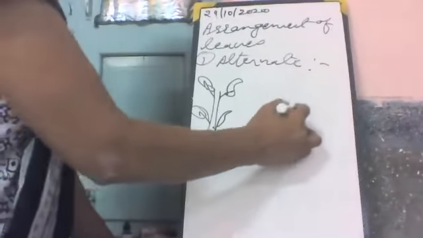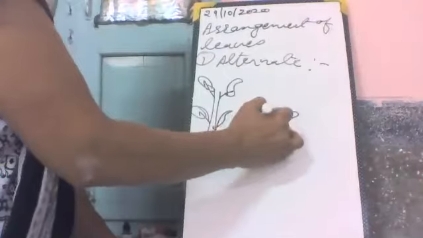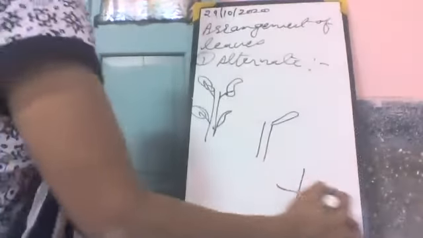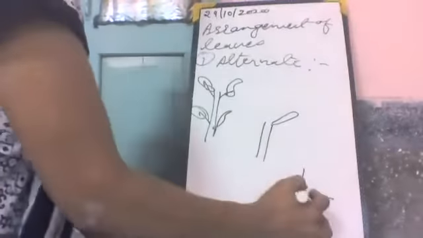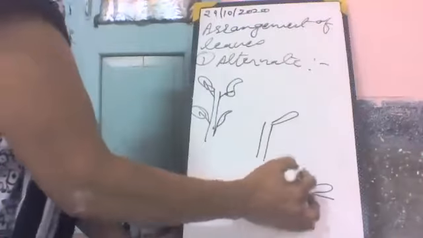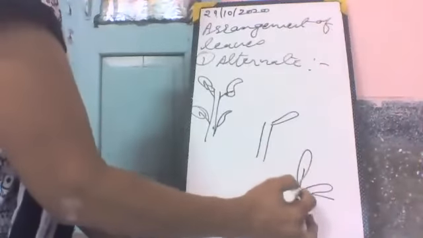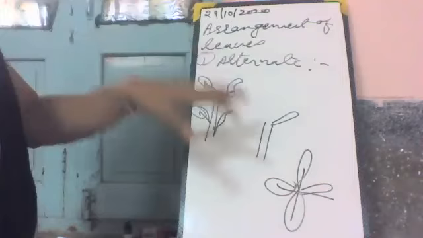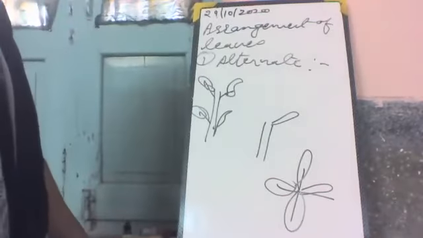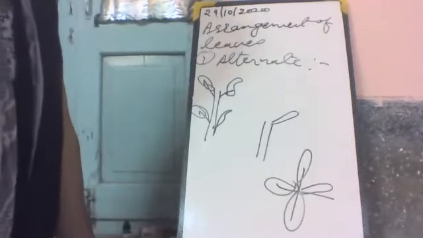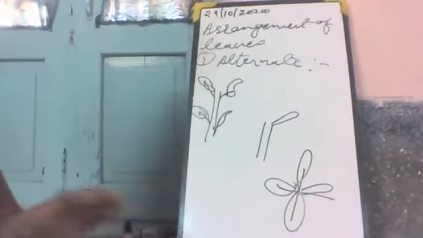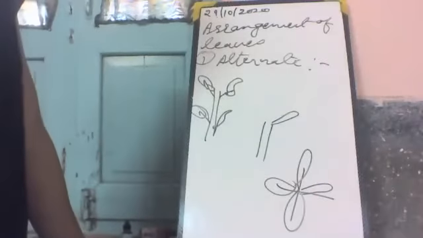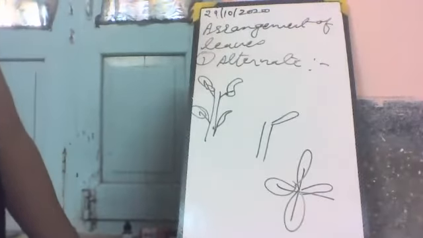Then another is opposite. In opposite leaves, one is here, then the other is here. See, what happens is there are four sides. If one leaf is here, then the other is here, and the third one is here, and then here. This type of arrangement of leaves is known as opposite leaves. Examples of this type of arrangement are jamun, Ficus, and Rangoon creeper.